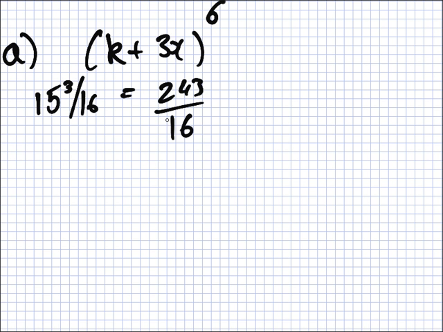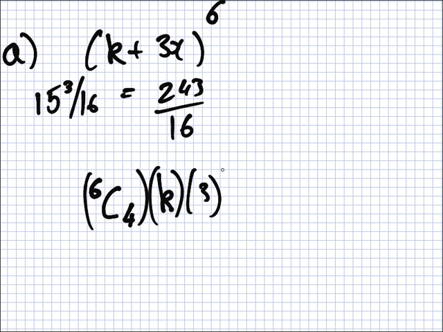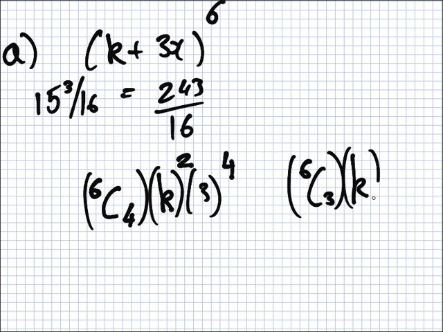The coefficient of x^4, let's calculate that. So that would be 6C4, with a k and a 3. And this has to be the 4 because it's on the x, and that has to be 2. And then the third coefficient would be 6C3, k and 3, like that. Now we need to put in our 243 over 16.